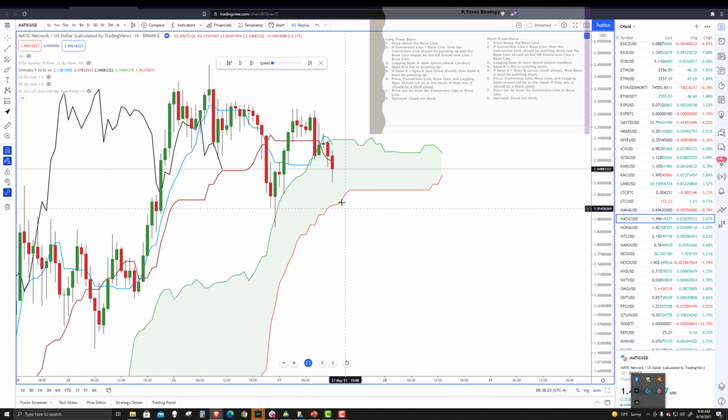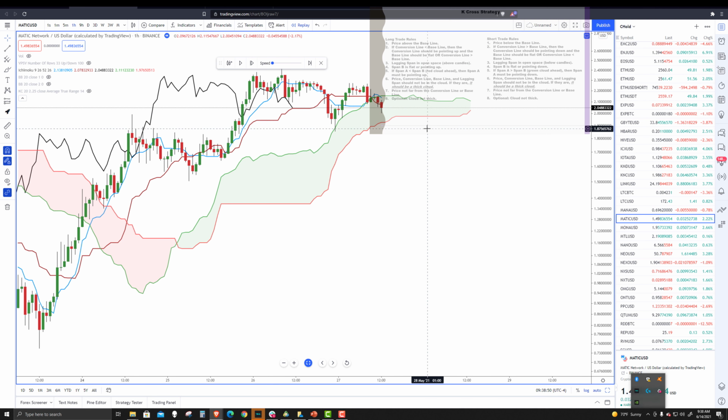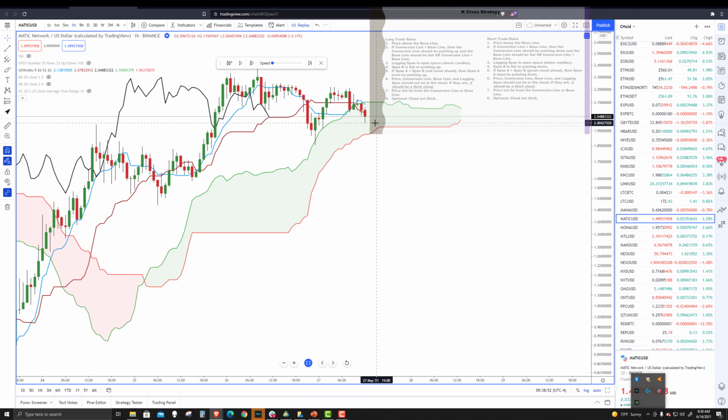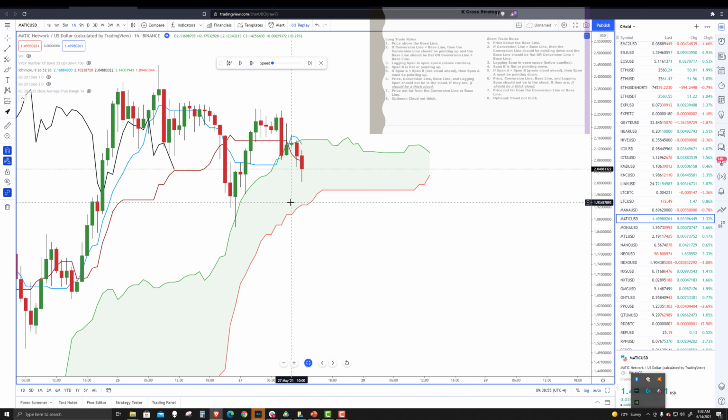Is price below the baseline? Yes. Is the conversion line less than the baseline? No. But if it isn't, is the conversion line pointing down? Yes, it's sloping down. Is the lagging span below the candlesticks? Yes. Is span B flat or pointing down? Nope, it's not flat or pointing down, but span A is sloping down, so that's good. Price, conversion line, and baseline, are they inside a thick cloud? I don't know. I'd say that's maybe thick. I mean, medium. I don't know. It's not enough for me to go, no, don't take it.